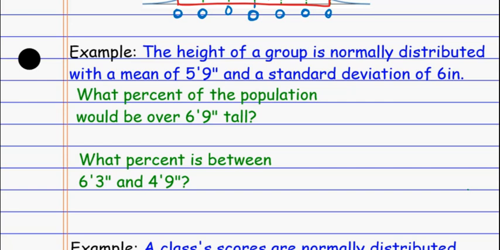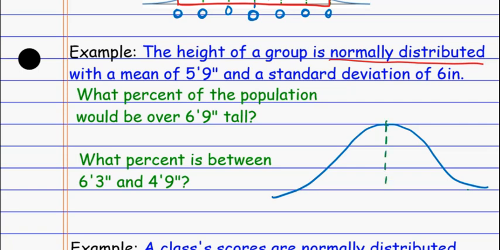And so when we look at this, the first thing I'm going to do is draw a normal distribution curve, okay? And we know it's normally distributed for this example because it literally says so. It says the height of a group is normally distributed. So the first thing I do is I draw a normal distribution curve. I draw a nice bell-shaped curve, okay? I do the best that I can, and I put the mean in the center.